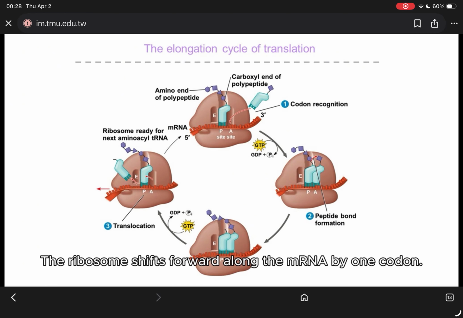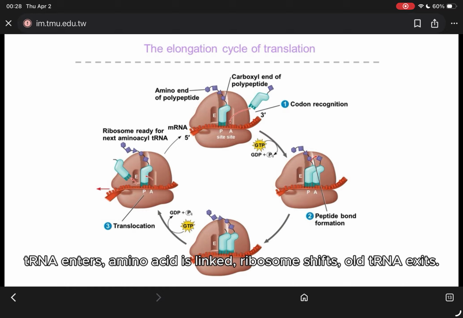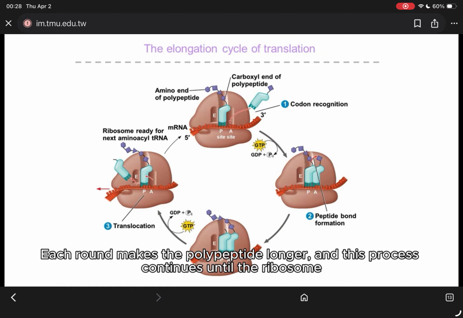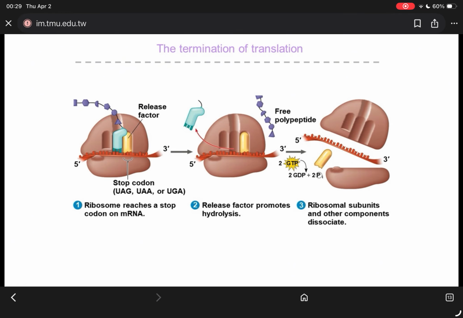The ribosome shifts forward along the mRNA by one codon. This movement repositions the tRNAs. The tRNA that was in the A site, now carrying the growing polypeptide, moves into the P site. The empty tRNA that was in the P site is shifted into the E site, exit site, and is released. Meanwhile, the next codon is exposed in the A site, ready for the next tRNA. And then the cycle repeats. tRNA enters, amino acid is linked, ribosome shifts, old tRNA exits. Each round makes the polypeptide longer, and this process continues until the ribosome eventually encounters a stop codon.